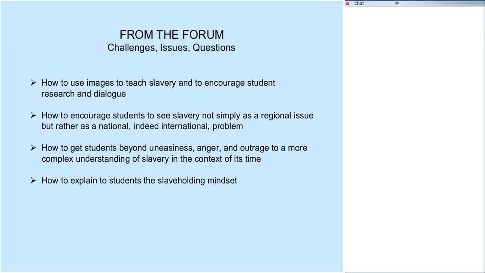Now, our final point: how to explain to students the slaveholding mindset. What we would like you to do this evening is to think about the way the images you see this evening reflect a white supremacist mindset, both the pro-slavery and the anti-slavery images. And this is important because, of course, the white supremacist mindset was a fundamental building block of slavery.